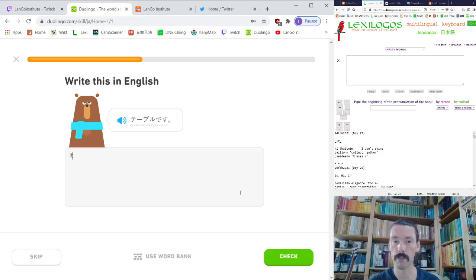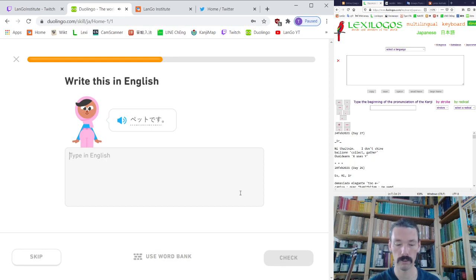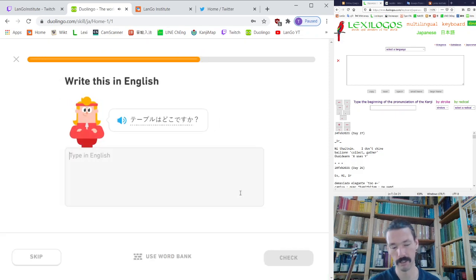テーブルです。 Table desu. We have to supply a subject, it, and then it's a table. It is a table. ペットです。 Petto desu. It is a pet. ペット、 Petto, pet. テーブルはどこですか？ Table wa doko desu ka?